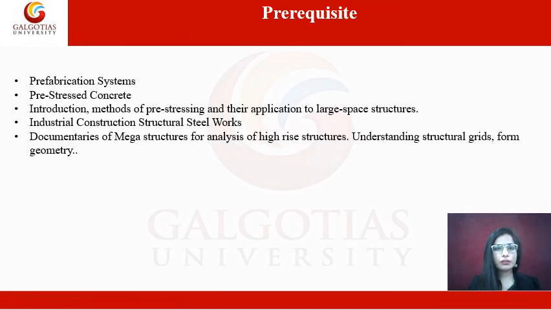So here are given a few prerequisites of this current module. First one is prefabrication system, pre-stressed concrete. These topics we have already discussed in the previous module, which were the prefab, introduction to methods of pre-stressing and their application to large space structures, industrial construction, structural steel work, and the documentaries of mega structures for analysis of high-rise structures, understanding structural grid from symmetry. So these are some prerequisites.